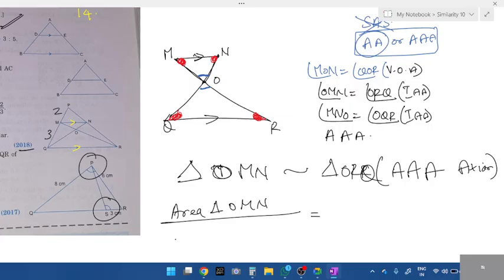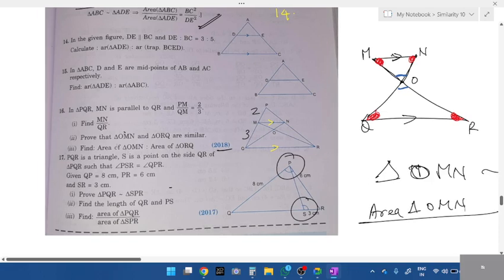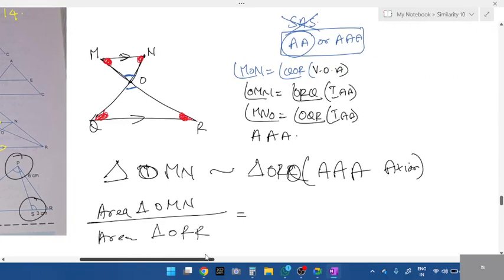Done. Last question. All of you completed? If the triangles are similar, the angles and sides will be in proportion, students. Now what they have asked is the last concept: area of triangle OMN to area of triangle ORQ. If they ask area, what rule did I give? On the right-hand side, what should you have? Side divided by side, into whole square.